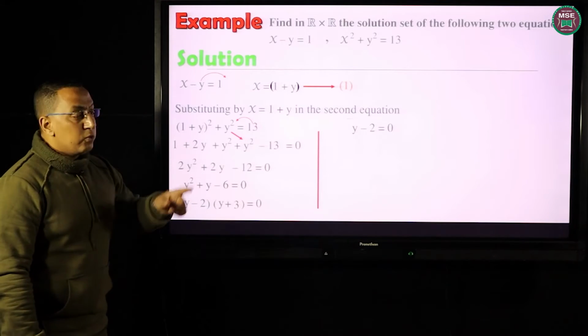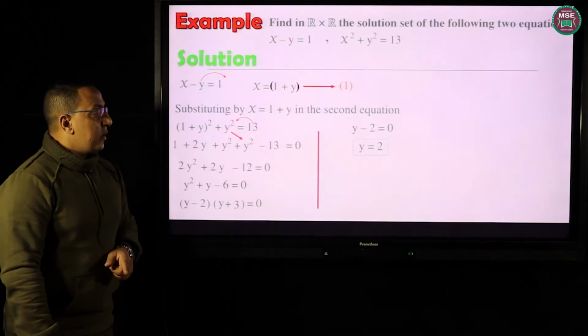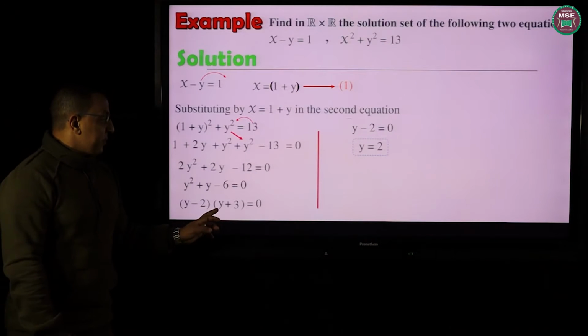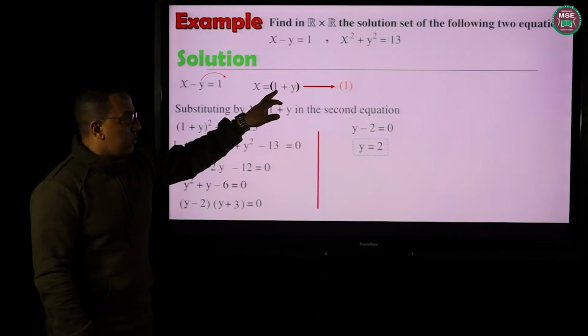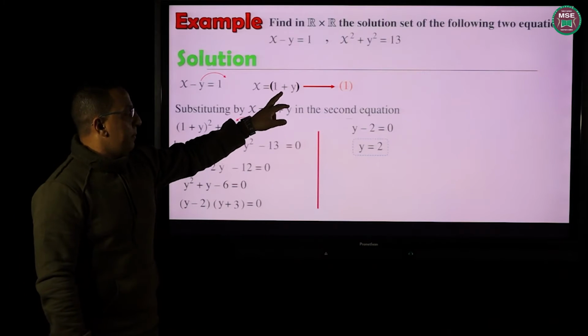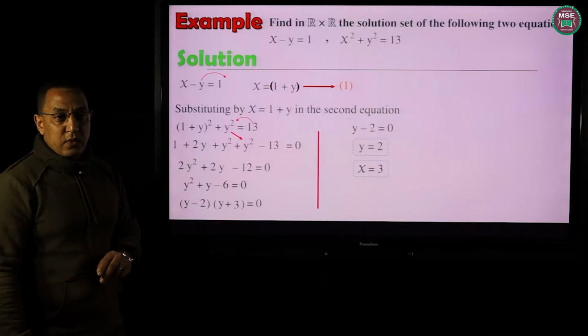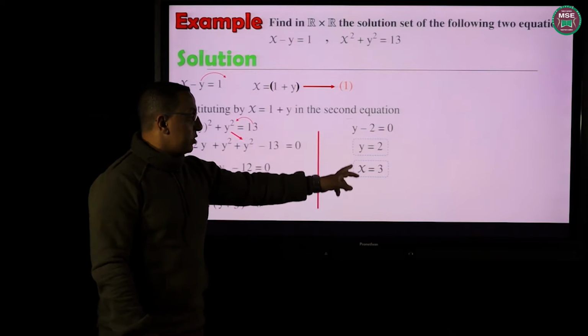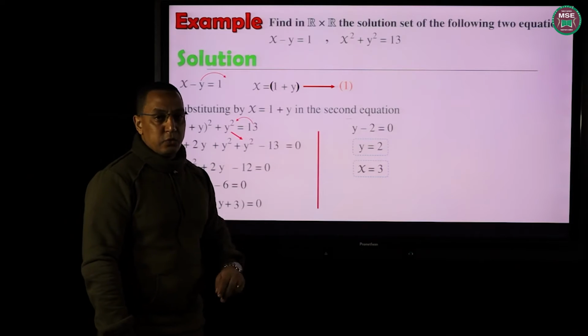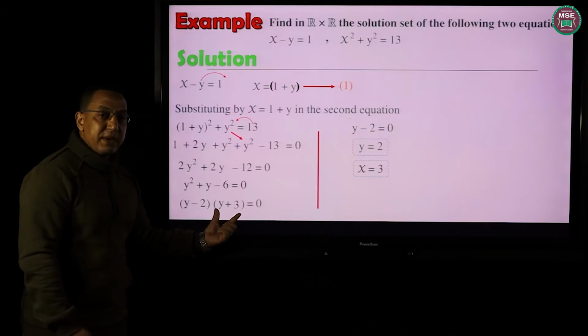So I'm going to send 2 to the right side. It will be equal 2. This is the first value of y. Now I'm back to this equation, x equal 1 plus y. So it will be 1 plus 2 equals 3. So x equal 3. This is the first solution of the two equations, x equals 3 and y equal 2.